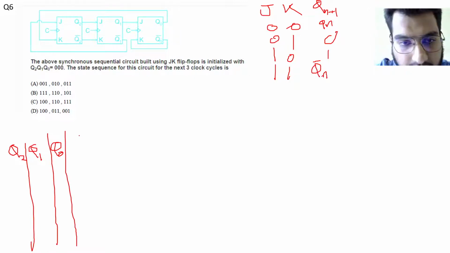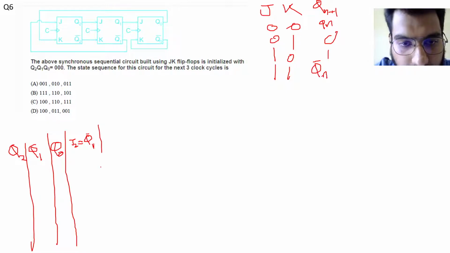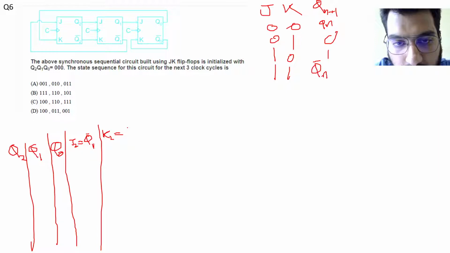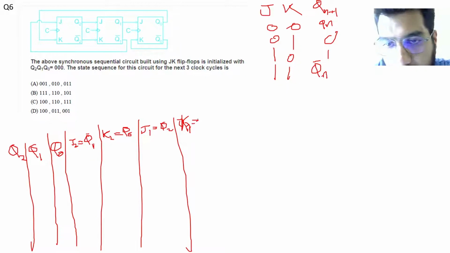Then we have J2, which is equal to Q1 complement. See, this is J2, it is equal to Q1 complement. Then we have this K2 equal to Q0. Then we have this J1 equal to Q2. We have this K1 equal to Q2 complement.